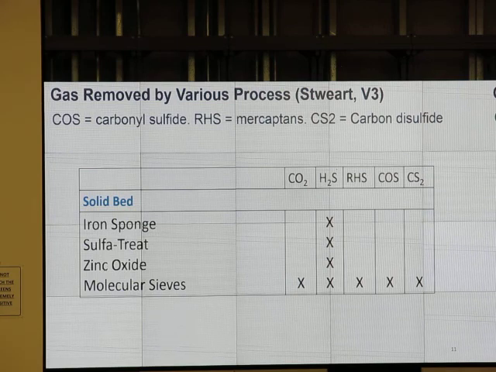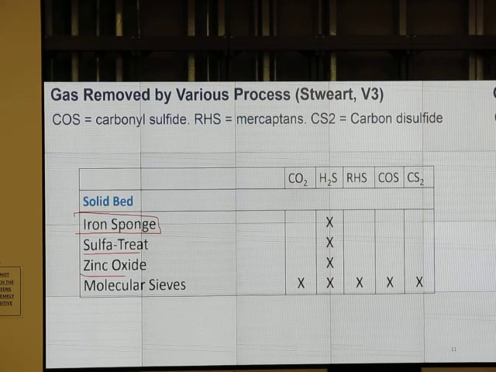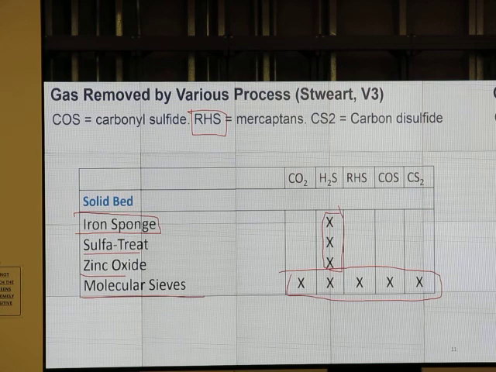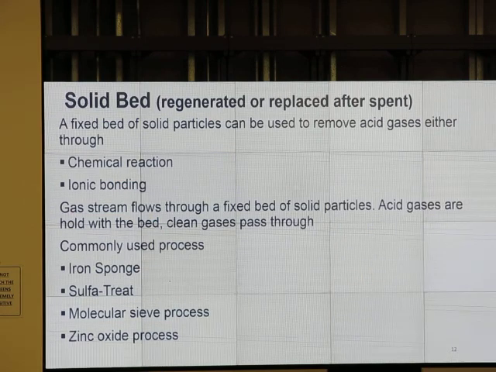Okay, let's talk about solid bed first. We can have several things: iron sponge, sulfate, zinc oxide, molecular sieve. Most of them attack just H2S. Molecular sieve removes everything, including mercaptan, RSH. R is, I think, a hydrocarbon chain. So it removes mercaptan. So if we use molecular sieve, the gas that's coming out doesn't have any smell. It's dangerous. Okay. So we don't know if it's leaking.